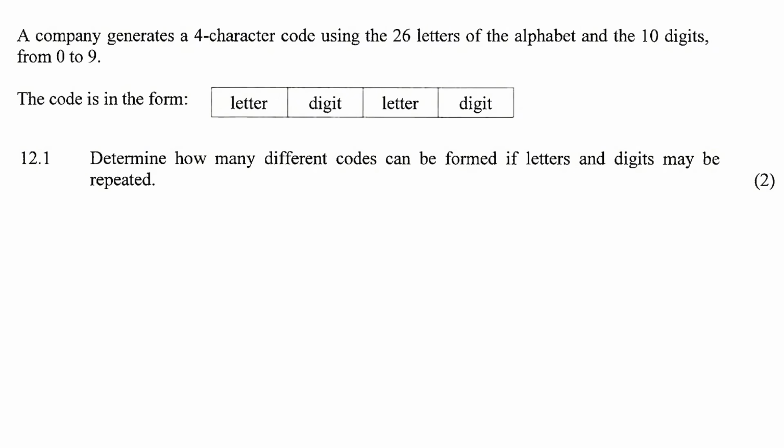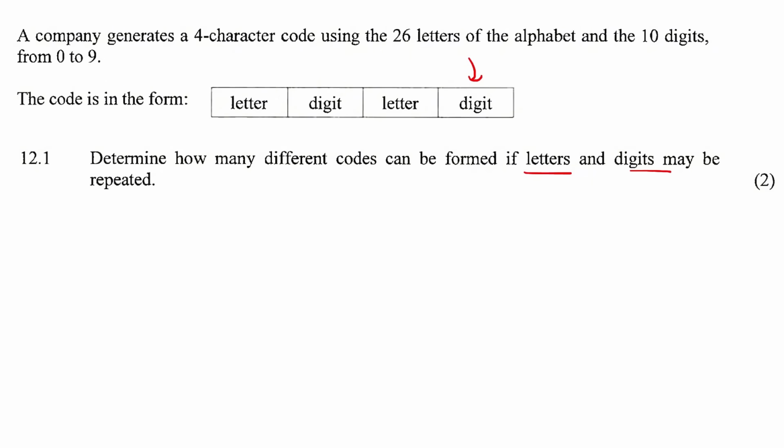A company generates a 4-character code using the 26 letters of the alphabet and the 10 digits from 0 to 9. Okay, so it's got letter, digit, letter, digit. Determine how many codes can be formed if the letters and digits may be repeated.